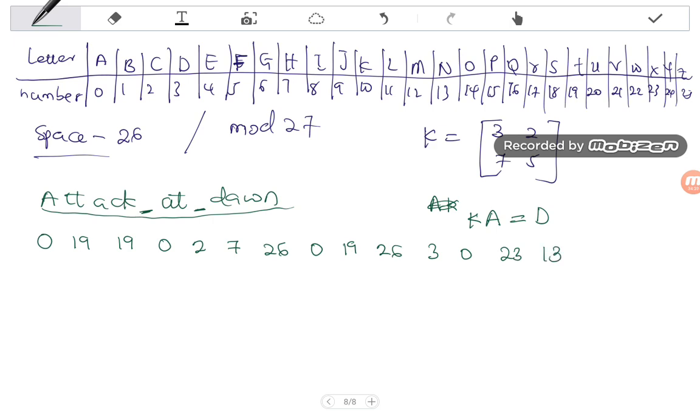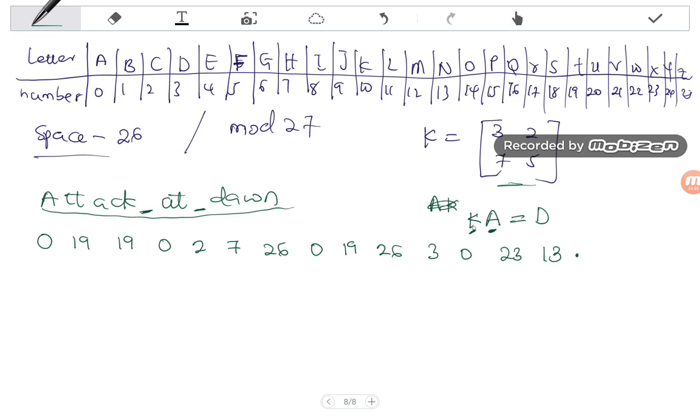Now, the way we put this set of numbers into matrix form depends on the number of columns in our key, because if you look at the equation very well, it is the key multiplying the message.